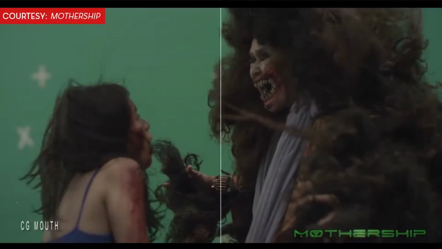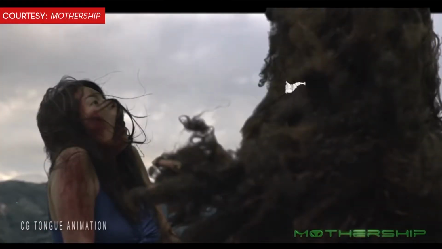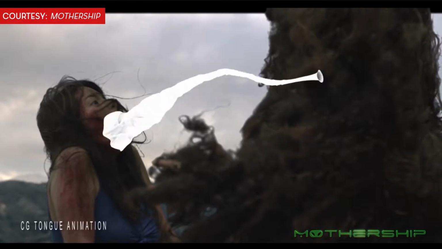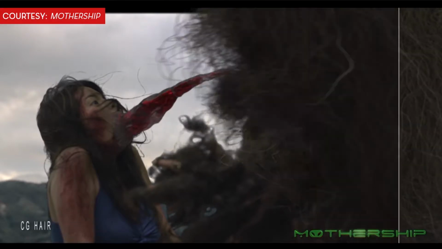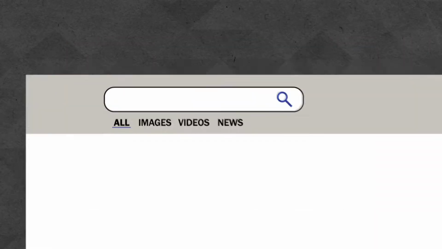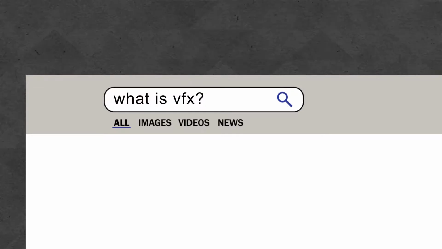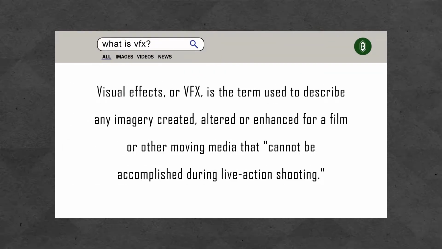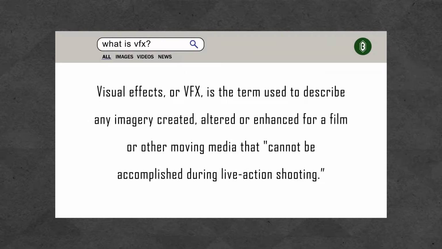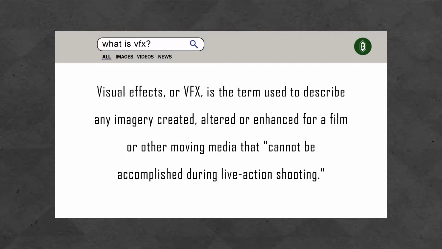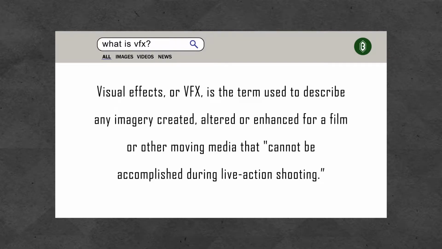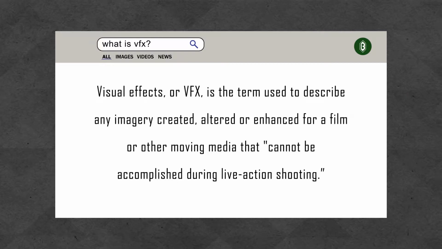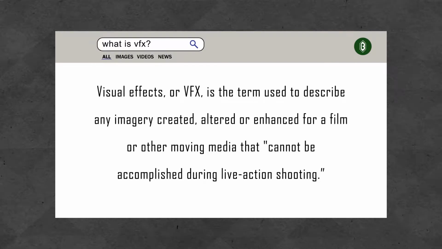It's taking something that's not necessarily real and putting it on the screen and making it look real. And one of the more popular ways of doing this is through the use of CGI or computer-generated imagery. But what exactly is visual effects? Visual effects, or VFX, is the term used to describe any imagery created, altered, or enhanced for a film or other moving media that cannot be accomplished during live-action shooting.